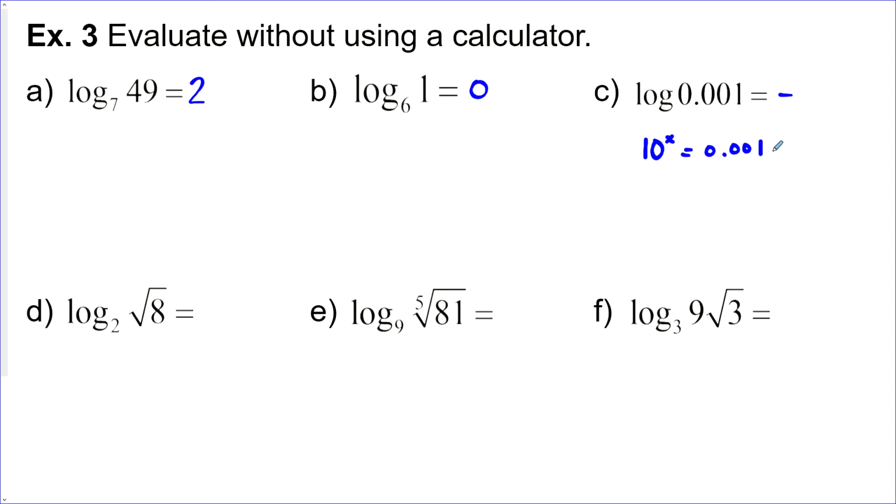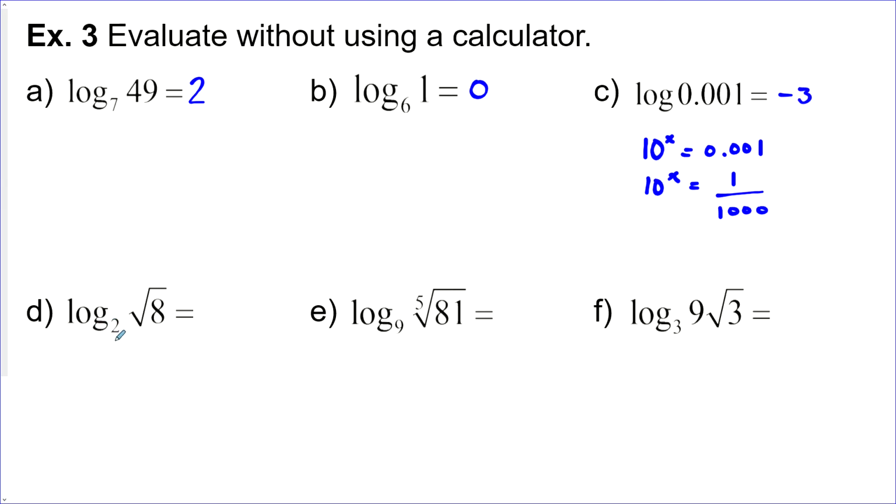Let's rewrite this into a fraction. It probably will be easier to see. So 10 to the x is equal to 1 over 1,000. Now we can see that 10 to the power of negative 3 would give us 1 over 1,000. So this would be negative 3.